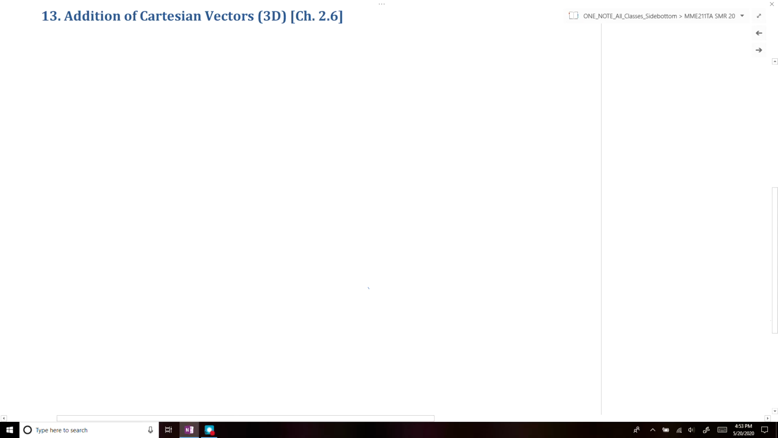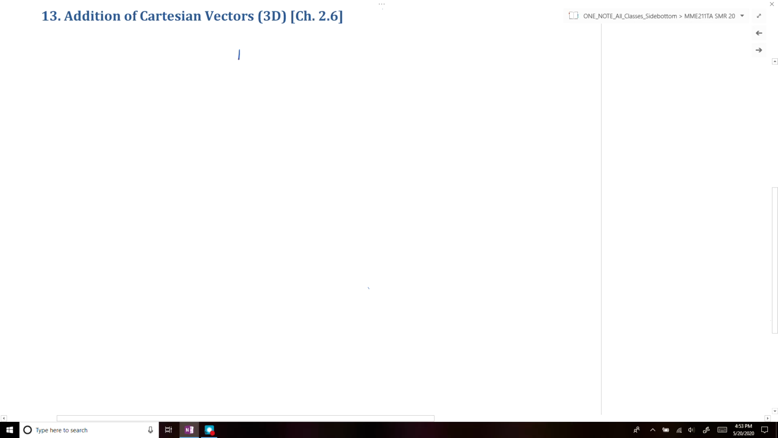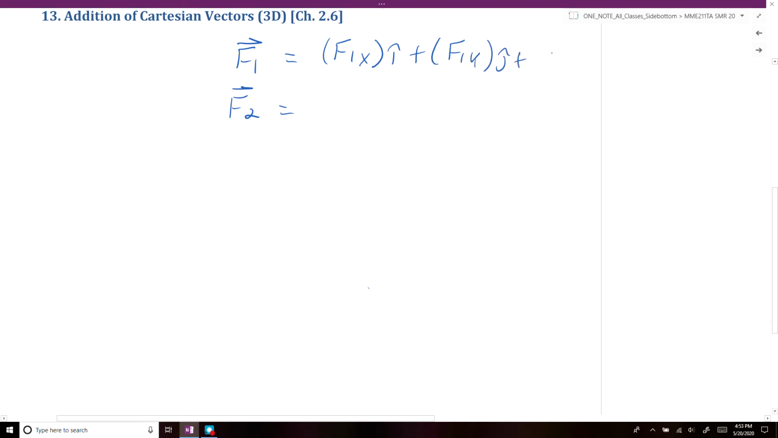So if we have two vectors, vector f1 and vector f2, and we have them defined in their Cartesian form. So we know the x component of f1, the y component of f1, and the z component of f1, and we can say we know the x, y, and z components of vector f2.